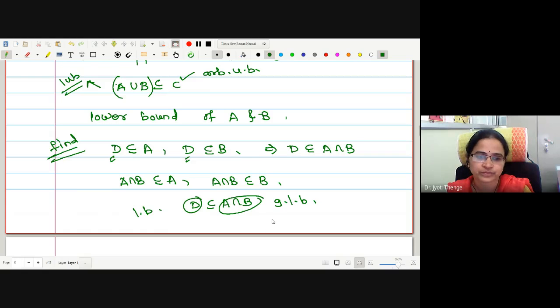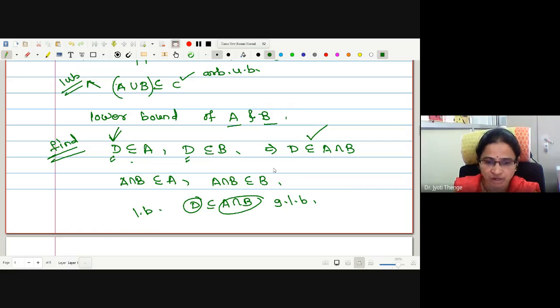Correct, no? Please try to understand this fact. A lower bound of A and B will be a set D such that D is contained in A and D is contained in B. The fact we know is A intersection B is also contained in A and also contained in B. But whenever D is contained in A and D is contained in B, it implies D is contained in A intersection B. Therefore, according to this relation, A intersection B will be my greatest lower bound. That capital D will be my arbitrary lower bound.